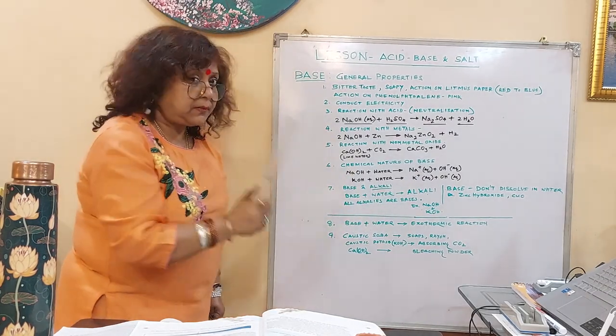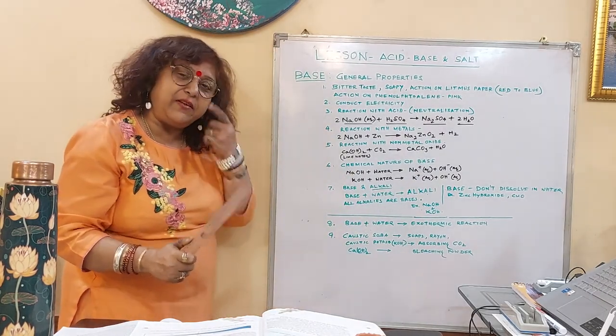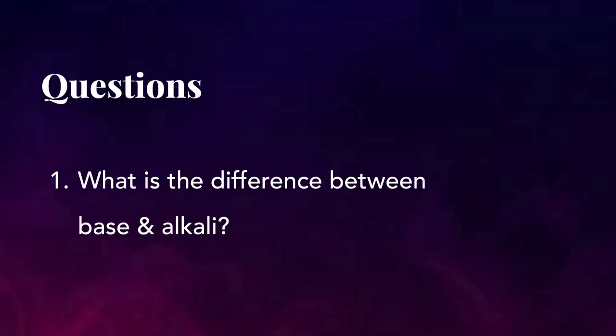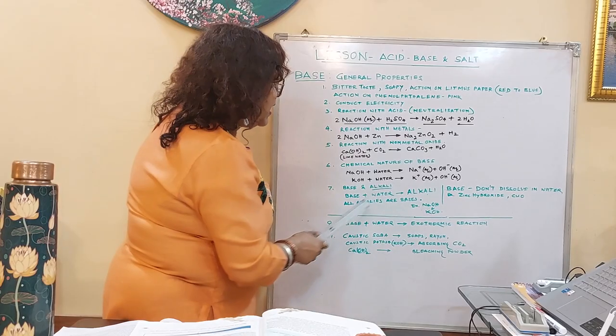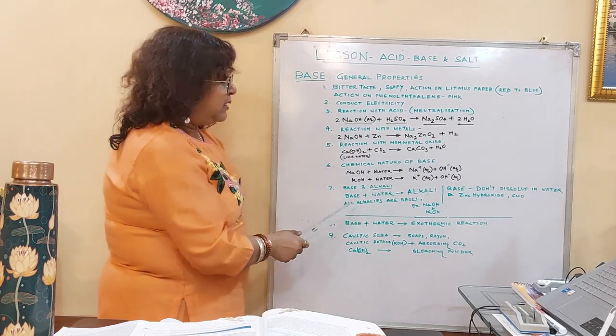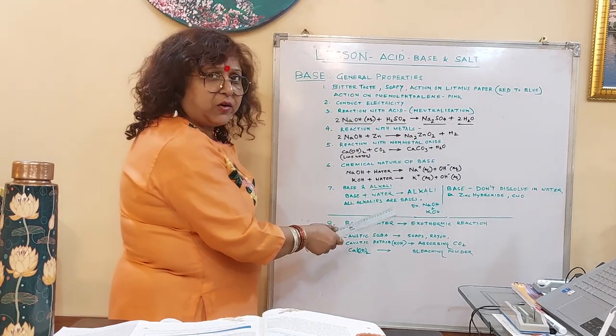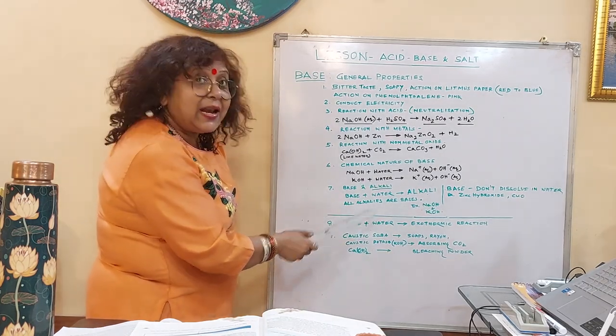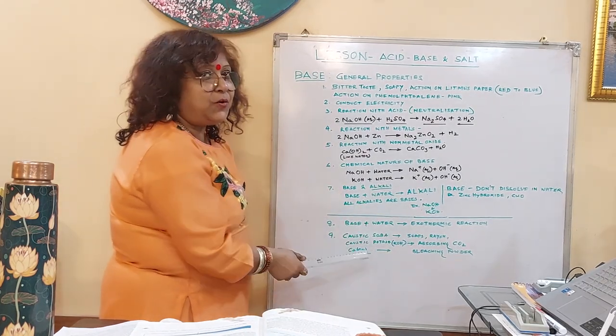Now, a very important thing at your level, for 10th standard, is the difference between a base and an alkali. A very frequently asked question. Base and alkali. Now, what is an alkali? The bases which dissolve in water are known as alkalis. For example, all alkalis are bases. This is the rule of chemistry.